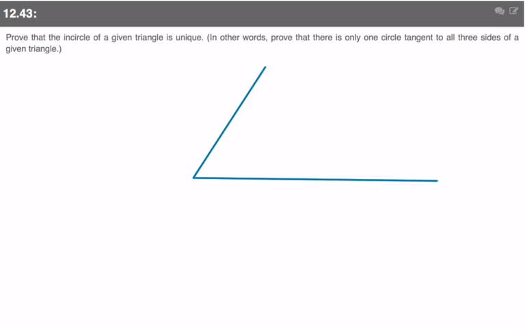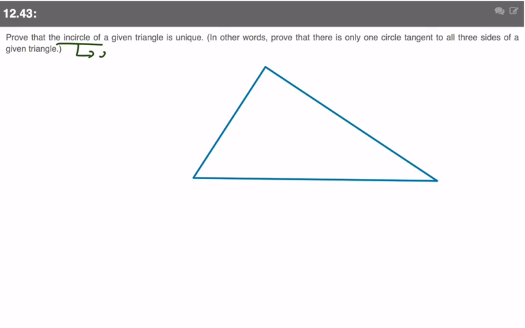Number 43. Prove that the incircle of a given triangle is unique. Meaning, in order for us to prove that, the incircle is formed by angle bisectors. So if you can find only one intersection of the angle bisectors, then that proves that there's only one such incircle.